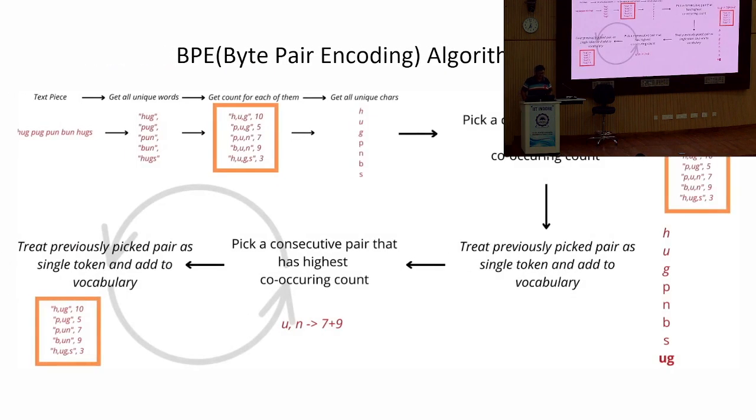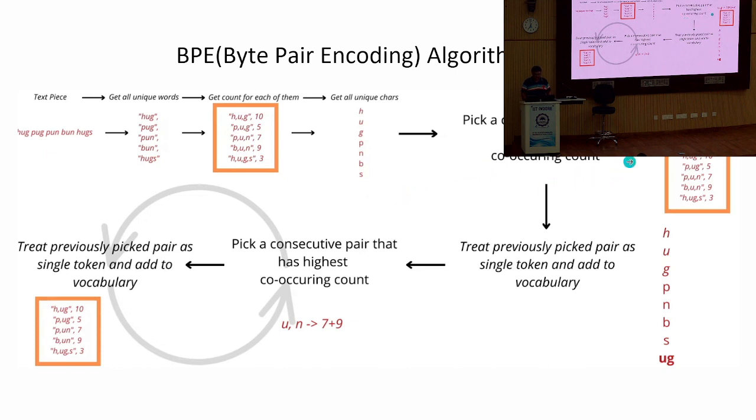So in this flowchart, the algorithm is there. Let's say we have a text space, and from that text space we take all unique words, and then we get the count of each of them. Imagine there is a text space given here in which hug appears 10 times, pug appears 5 times, pun appears 7 times, bun appears 9 times, hugs appears 3 times. And then we can get all unique characters like H, U, G, P, N, B, S, and these unique characters represent the vocabulary here.